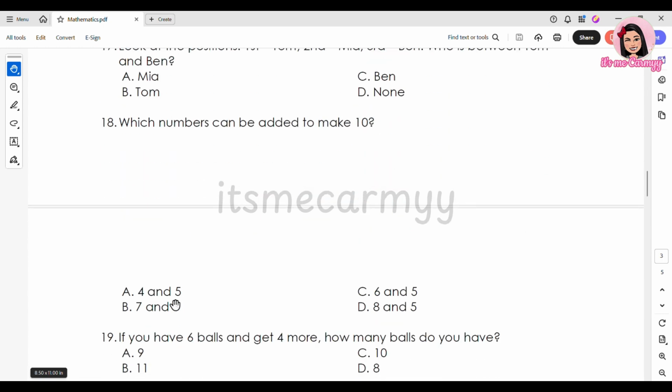18. Which numbers can be added to make 10? A. 4 and 5. B. 7 and 3. C. 6 and 5. D. 8 and 5. 5, 4, 3, 2, 1. The correct answer is letter B. 7 and 3.